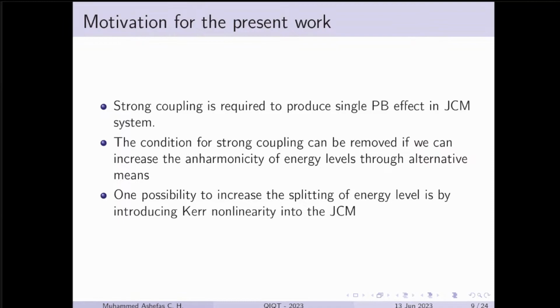It is already possible to produce the photon blockade in the Jaynes-Cummings system. But the problem is that it requires a higher coupling strength; the G must be large. Now, our proposal is that if you have the Kerr nonlinearity in the system, then it is possible to achieve the single photon blockade effect even for low G. So even for weak coupling, we can achieve the photon blockade. That is our motivation and that's our proposal.